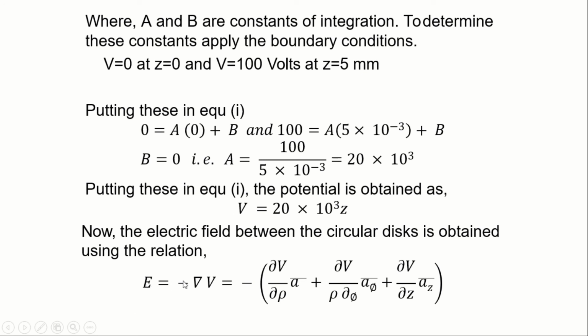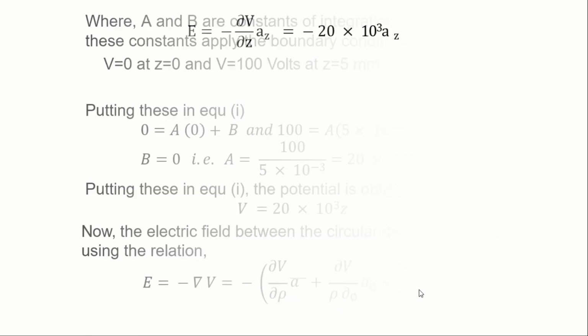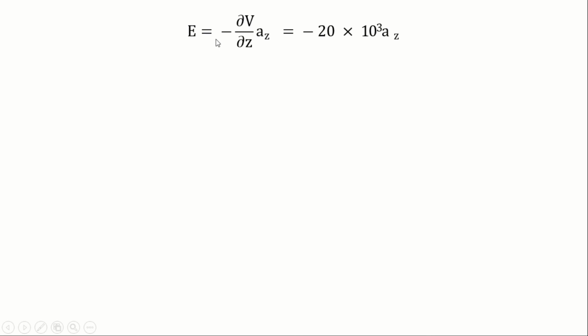Now the electric field E equal to minus nabla V. So del V by del rho A rho cap, 1 by rho del V by del phi A phi cap, del V by del Z A Z cap. So E equal to minus del V by del Z A Z, because for the other two coordinates E will be 0. That's why E equal to minus del V by del Z A Z is equal to minus 20 into 10 cube A Z. This is actually nothing but the value of the electric field E.